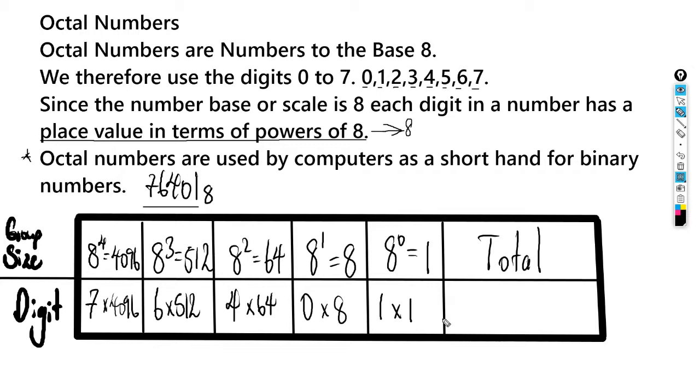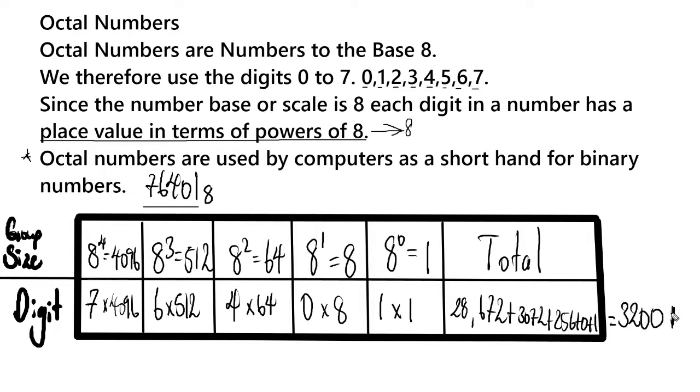So let's get out our calculators here, guys. 7 times 4096 would give us 28,672, plus 6 times 512 would give us 3072, plus 4 times 64 would give us 256, plus 8 times 0 would give us 0, plus 1. So we're going to add up all of these now: 28,672 plus 3072 plus 256 plus 1 would give us 32,001 in base 10. So that's the answer, guys.